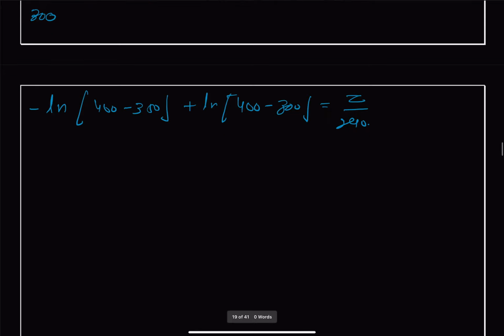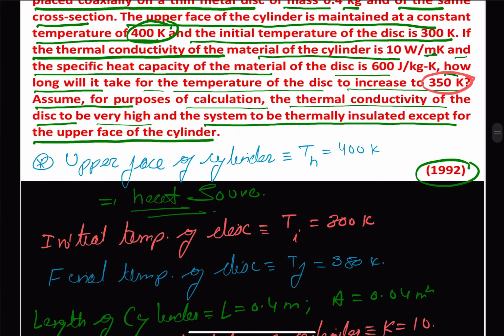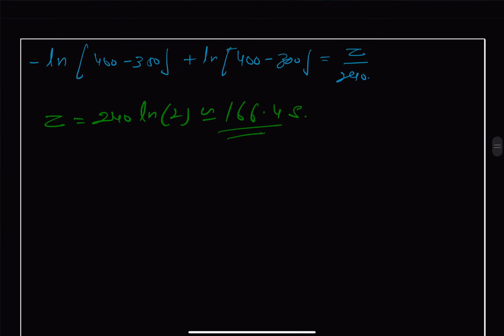And this is quite simple to solve. We get tau equal to 240 natural log of 2, which is approximately equal to 166.4 seconds. So only time was asked. This tau here is the representation of time only. Okay, next question.